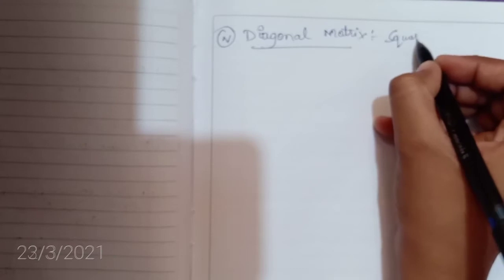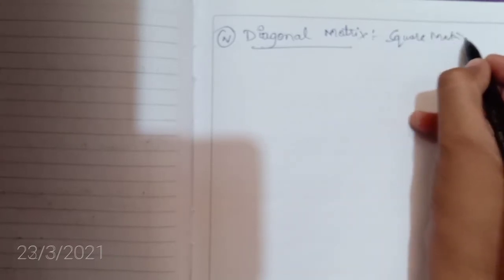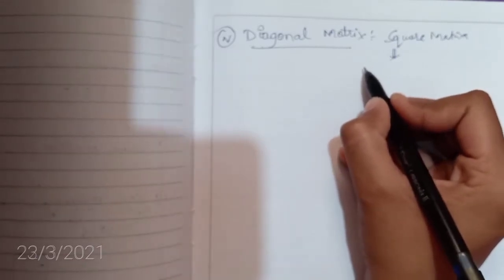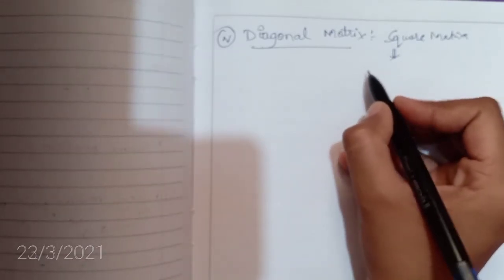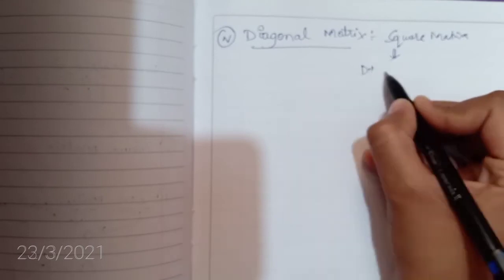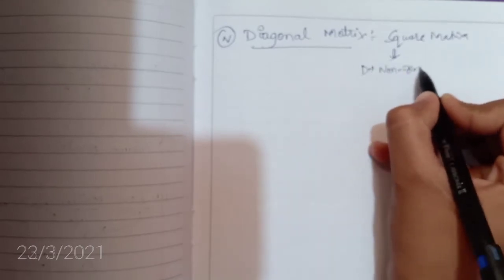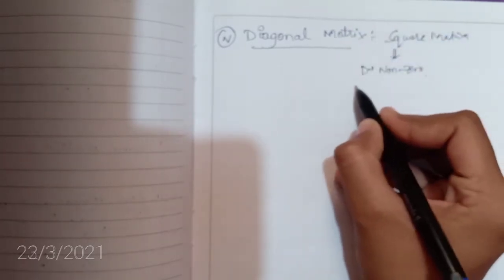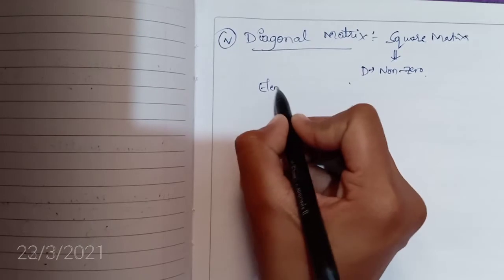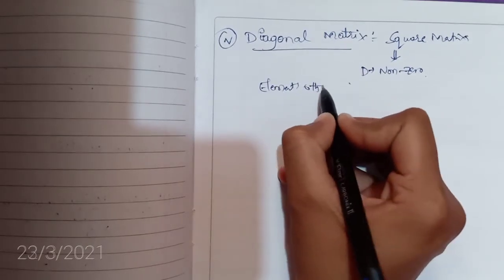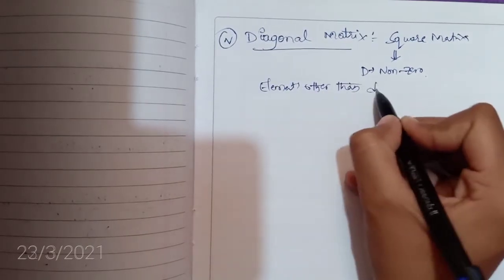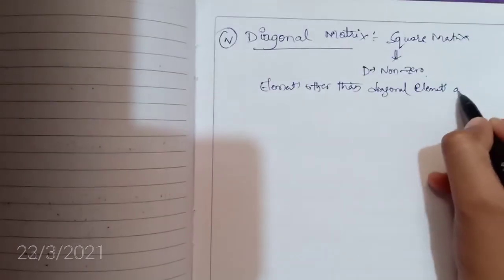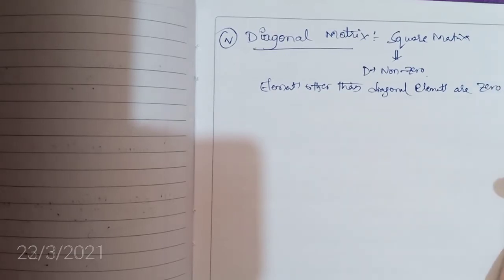It's a square matrix. But the condition in this square matrix is that the diagonal elements are non-zero, but the elements other than the diagonal elements are all 0. So what do you mean by this?